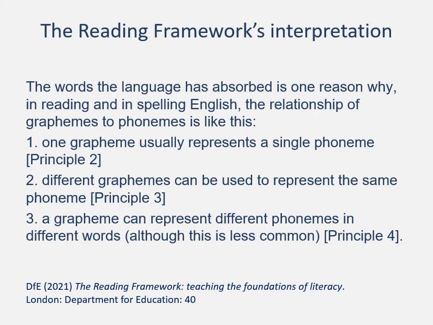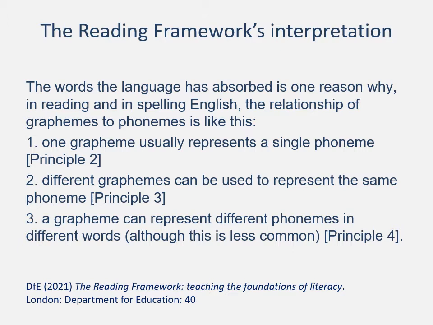A couple of pages on from the summary statement, we find this list, and this list is being provided in relation to the way that English has borrowed words from other languages, which explains the complexity of English, and it's about the relationship of graphemes to phonemes. So we can see numbers 1, 2, 3, and number 1, a grapheme usually represents a single phoneme. Well, that shouldn't be too shocking to read, because that's principle 2 from our 4 principles of phonics. A phoneme can be represented by one or more letters.